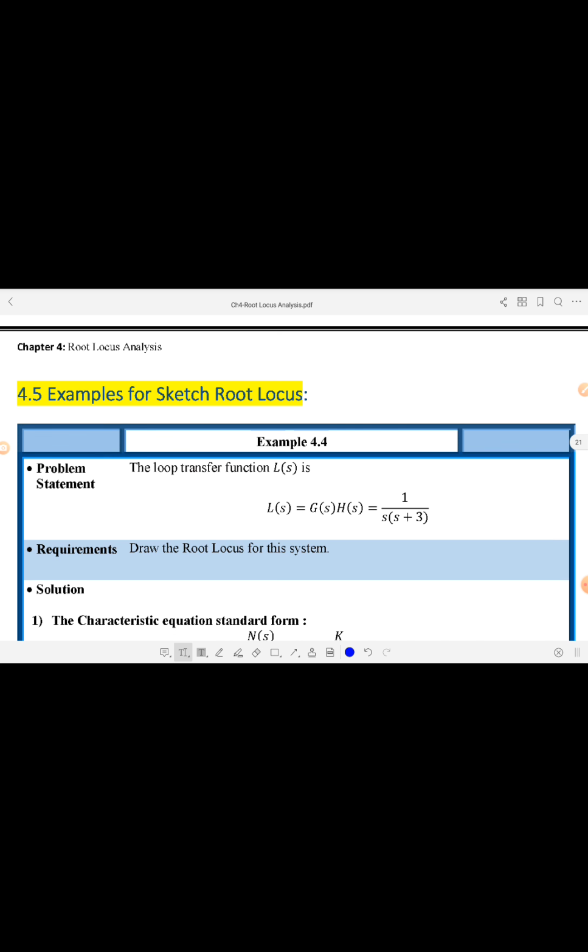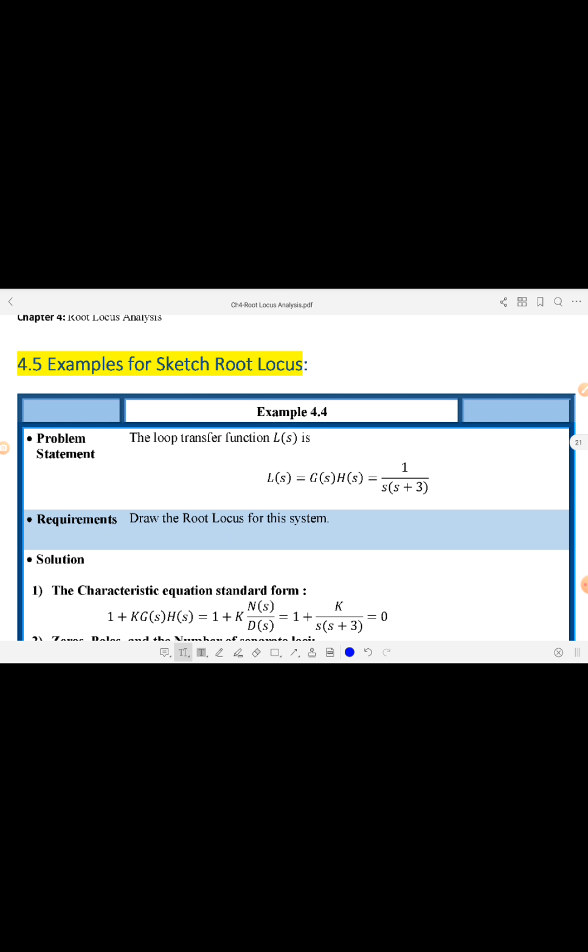In this manner, I have covered all of the steps regarding the drawing or the sketch of the root locus, and I will finish my lecture here, and in the next lecture I will cover the example.